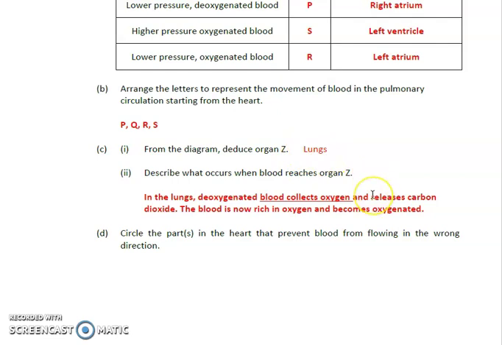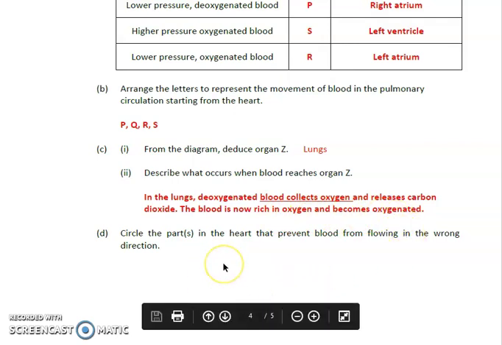So what occurs when the blood reaches the lungs? Inside the lungs, the deoxygenated blood will collect the oxygen that we breathe in and release the carbon dioxide. Then the blood is now rich in oxygen and it becomes oxygenated.